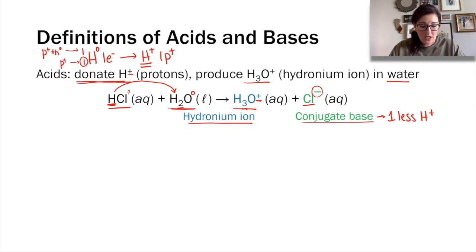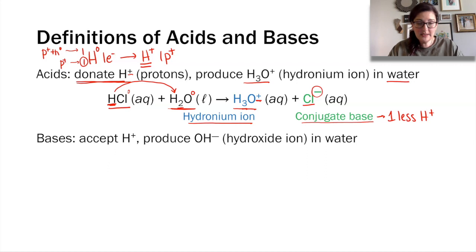Okay, now what about bases? Bases are kind of the opposite of acids. If acids give away protons, bases take them. So bases are compounds that accept H plus when you put them in water. And as a result, instead, they do not produce the hydronium ion, they produce something else. They produce the hydroxide ion in water.